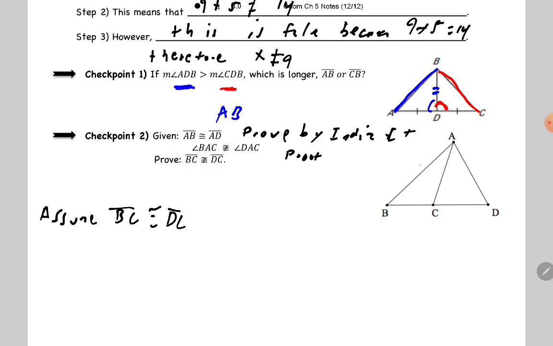So first, let's mark our picture with what's given. So AB is congruent to AD, and they say angle BAC is not the same as this angle. Prove that BC is not equal to DC. So we're going to assume that BC is congruent to DC.